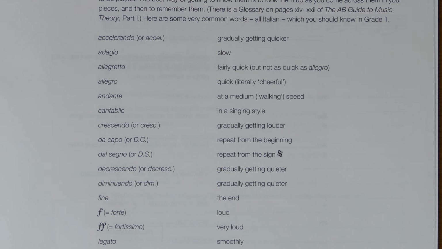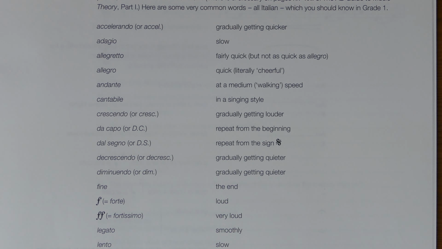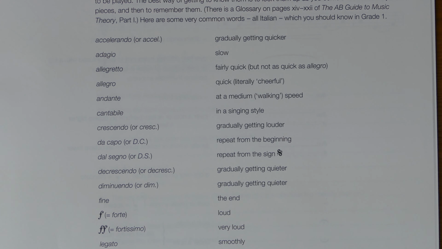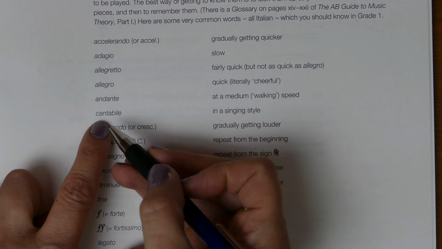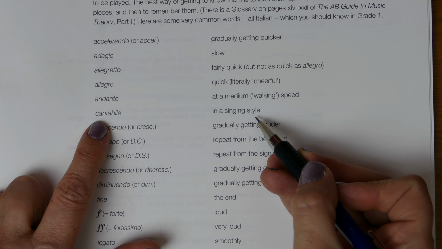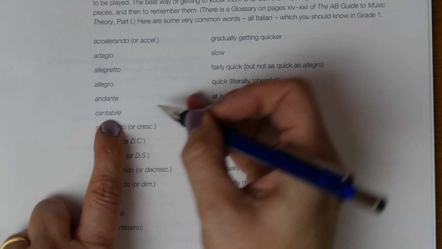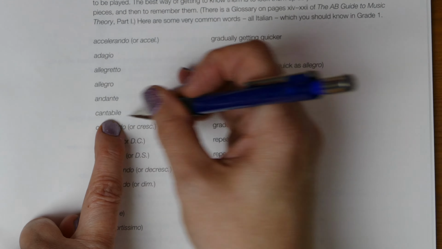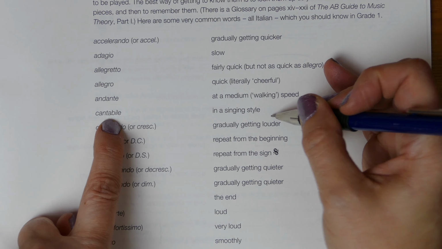Now, there are other ways of making this memorable as well. So the more bizarre you make your definition, the more easily you will remember it. So for example, cantabile means in a singing style. So I would remember cantabile and just make it as extreme and operatic as you can. The more bizarre it is, the more easily you will remember it.